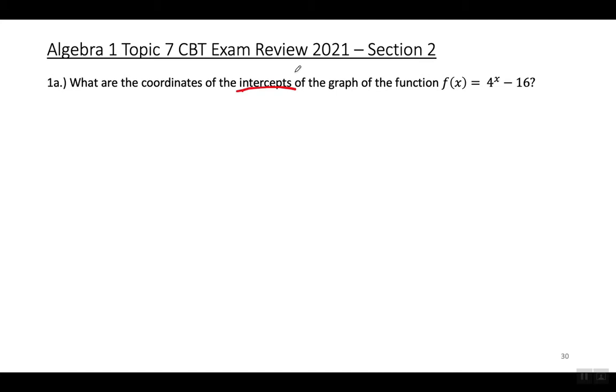The easiest way to remember how to find each one is like this. To find the x-intercept, you got to make y equal to 0 and solve for x. And to find the y-intercept, you got to make x equal to 0 and solve for y. So whatever intercept you're looking for, make the other letter equal to 0. Si están buscando para el intercept de X, tienen que hacer Y igual a 0. Y si están buscando el intercept de Y, tienen que hacer X igual a 0.